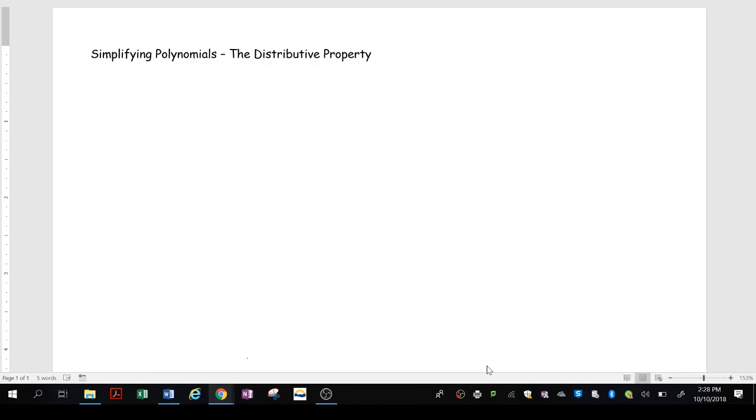In this lesson we're going to look at the distributive property and how that helps us when simplifying polynomials. So the distributive property says if we have A and we want to multiply that by an expression B plus C, this is equal to AB plus AC. So let's look at a couple examples.